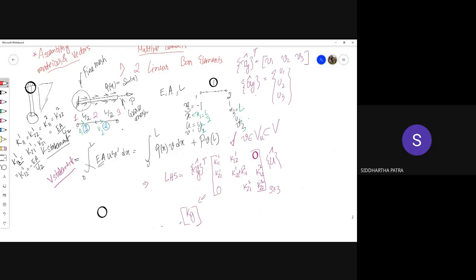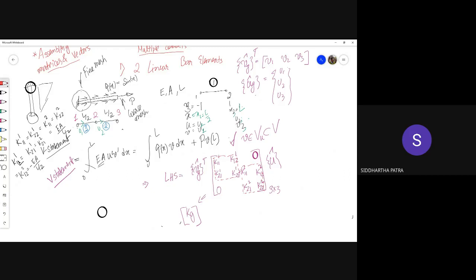Anyways, this is the correct expression actually, and then you can substitute for the expressions for K11 and K12 from either of the elements. But all I'm trying to say here is essentially this is a stiffness matrix from the first element, and this is the stiffness matrix from the second element. Okay, and this is how you assemble within the global stiffness matrix.